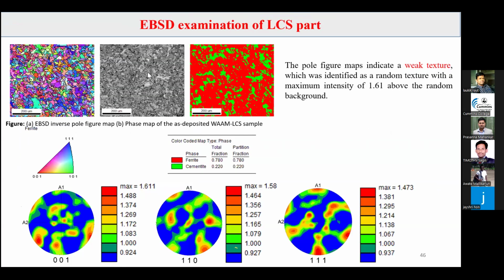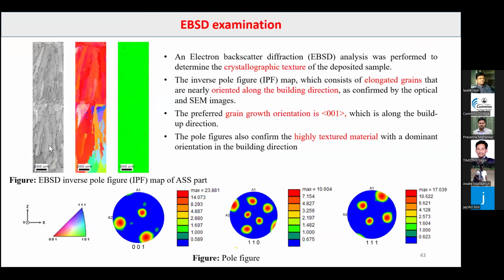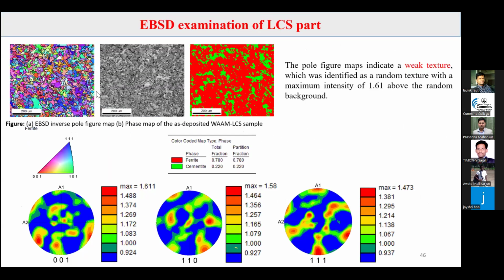This is the EBSD analysis of the LCS part. Here you can see the weak texture, whereas in this other part they are oriented along one direction only. Here you cannot see any orientation. So I have observed weak texture in the EBSD analysis for the LCS part, and the phases were ferrite and cementite.